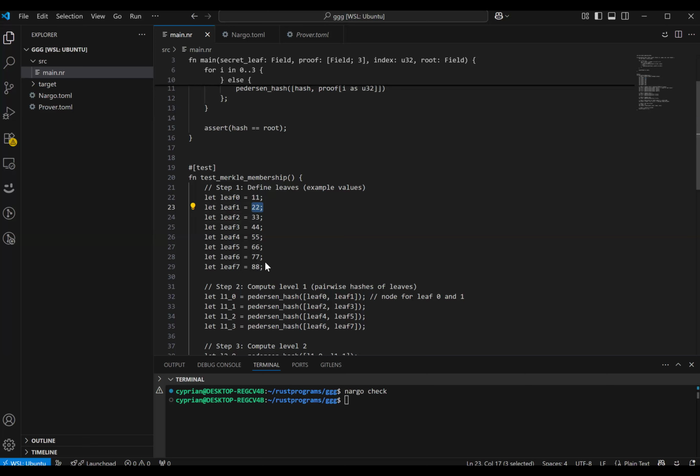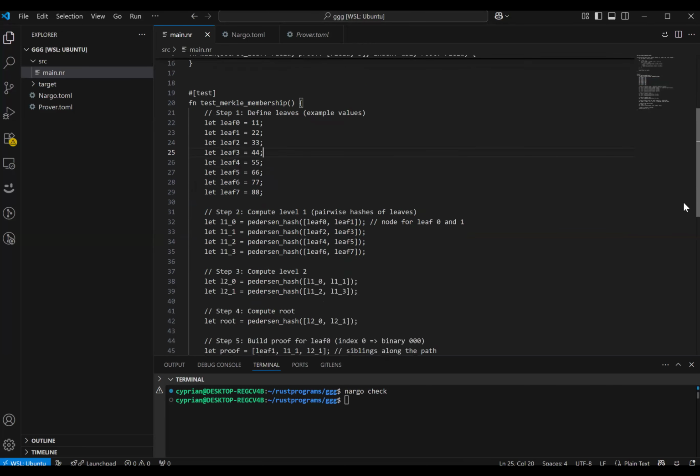So I did not use these numbers because they are divisors of each other, or because to get one you have to multiply the other by 2. No, that was not the reason. The reason is because they're easy for me to identify.